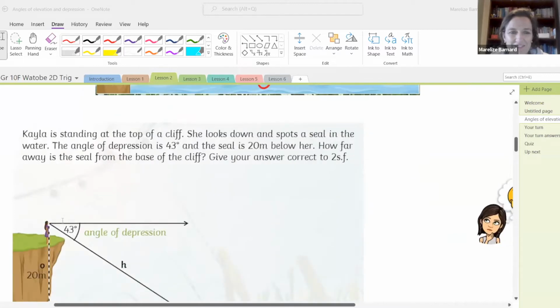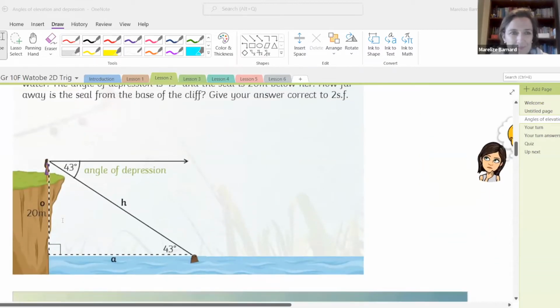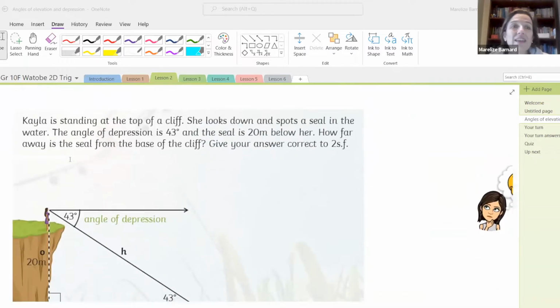Sia is obviously feeling very good about this. Nice one, Sia. Okay, now let's see where the trigonometry comes in, because we are going to use the trigonometry to now solve this problem.